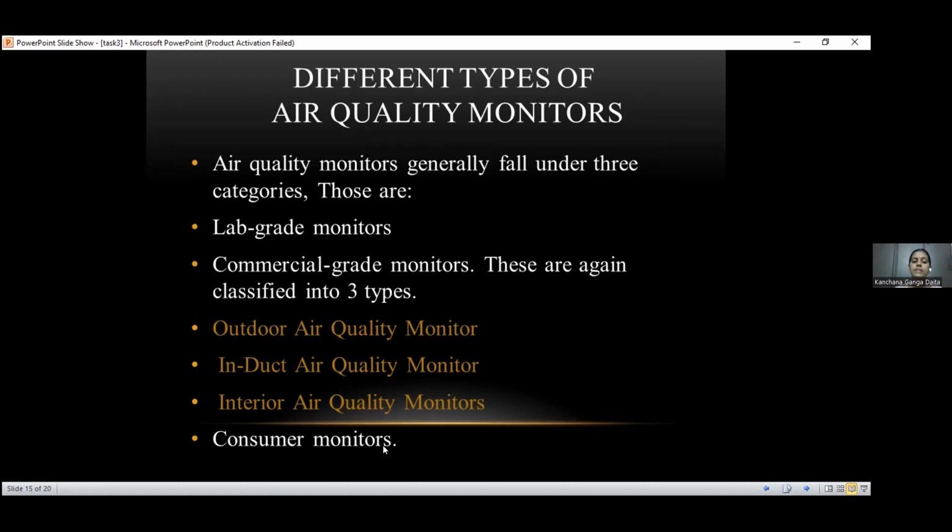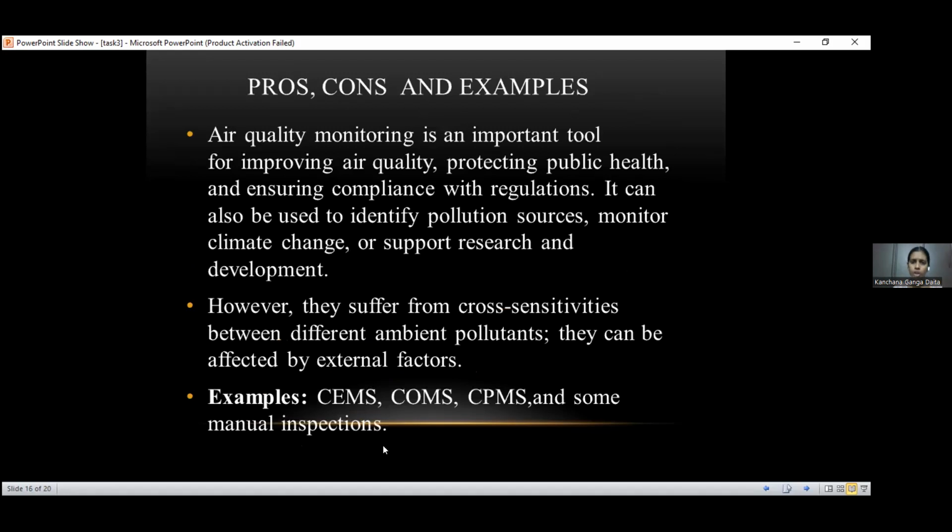Coming to consumer monitors, what are they? Consumer monitors fall between lab grade and commercial grade. So they sit between the lab and commercial grade. That means the cost is in between high and low, and the operation type is also based on that. And coming to the pros and cons of this project, everything has an advantage.